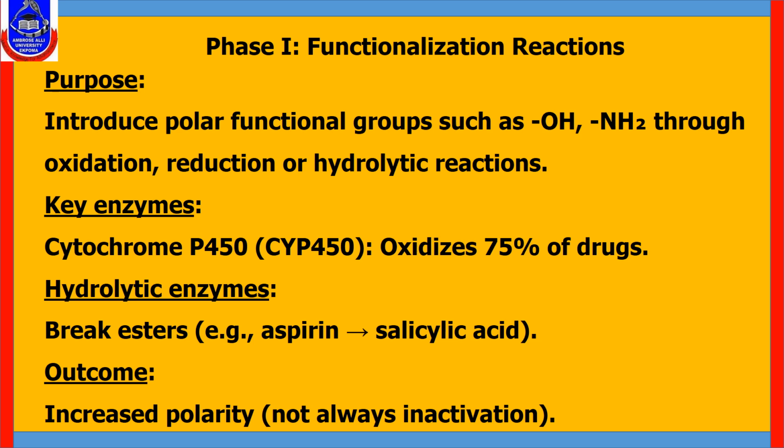Let's proceed by looking at the functionalization reaction, which is phase 1. What is the purpose? The purpose of phase 1 reaction is to introduce a polar functional group such as the hydroxyl or the imine, through oxidation, reduction, or hydrolytic reactions. Key enzymes involved are the cytochrome P450, which we shall come to talk about in detail a few minutes from now.